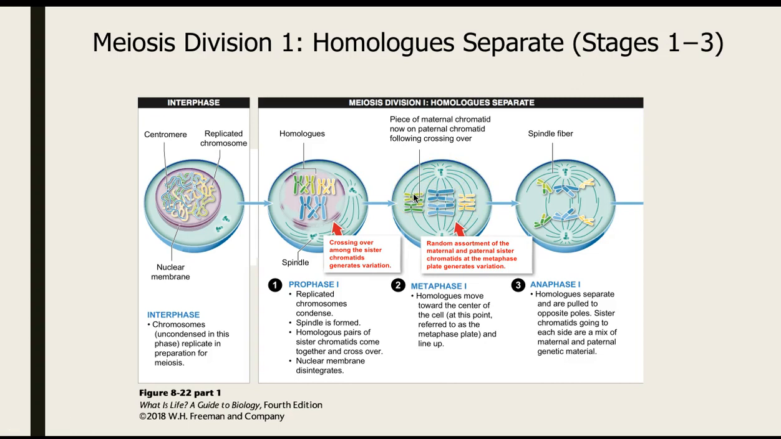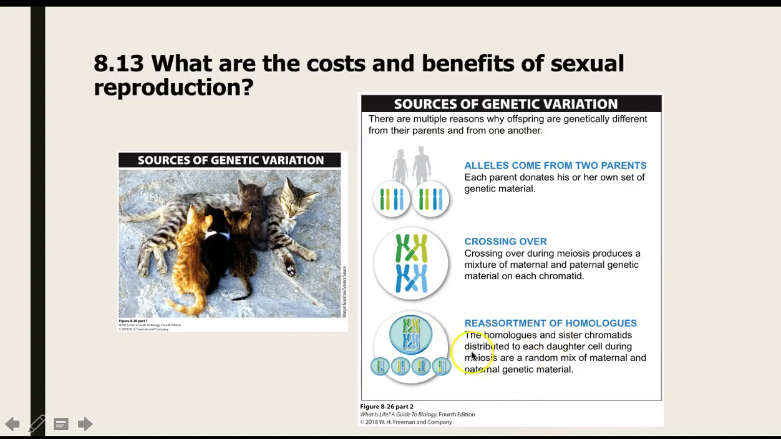This is where the reassortment concept comes from: we can randomly assign which one is headed towards the North Pole. Maybe in the next cell that this happens in, the dark green one will be up here with the dark blue one and the light yellow one. Or maybe it could be the dark green one with the light yellow one, but this would be the light blue one. There's all different combinations of the way these can line up on the metaphase plate, also known as the equator. So again, we call that reassortment of homologs.